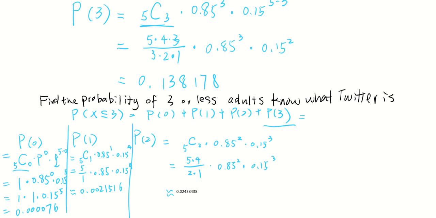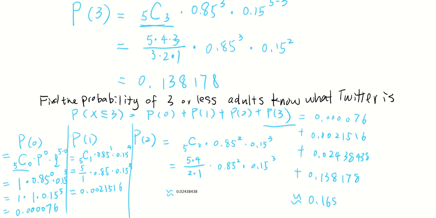Alright, so the probability of having 3 or less adults know what Twitter is will be equal to P of 0, 0.000076, plus P of 1, 0.002516, plus P of 2, 0.02438, plus P of 3, which is 0.138178. Adding them together, rounded to the nearest thousandth, it will be 0.165.